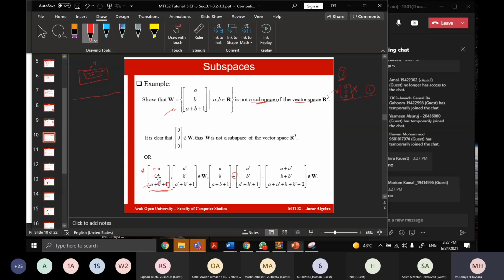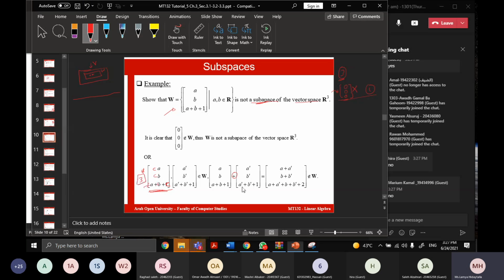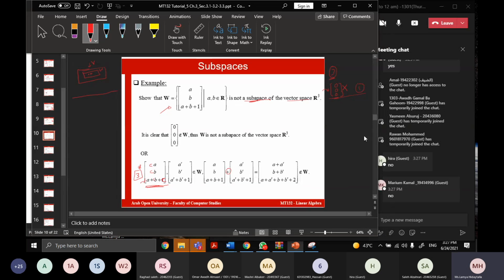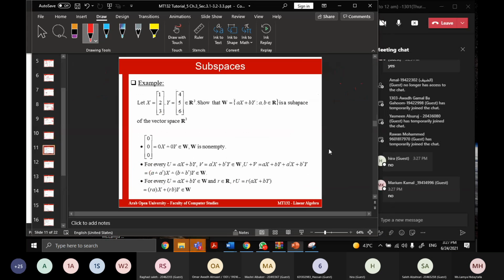Again we prove that it is not a subspace using the third condition that should be satisfied. Any proof of these three is correct. You have to prove just using one of them. Clear? Any question for now?